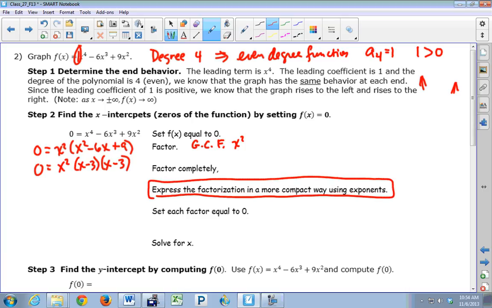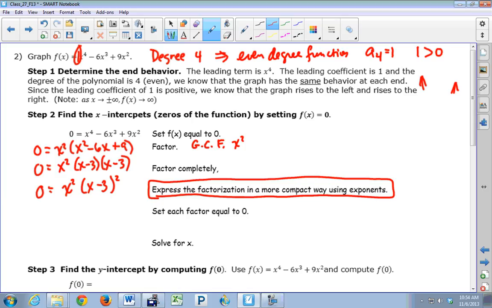And now we want to take our factorization and make it more compact, which means if we have repeated factors, we want to use exponents so that we can deal with our multiplicities. That helps us with our graphing. So this is x minus 3 squared. So that's how I make it more compact, by using my exponents.